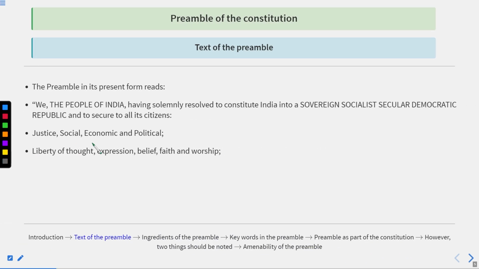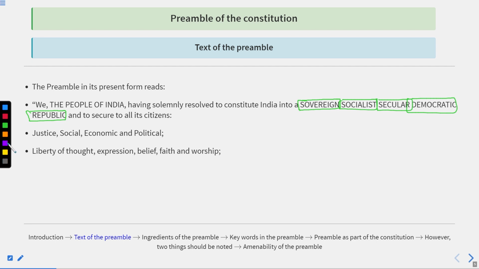Thereafter, now we have to talk about the text of the preamble. The preamble in its present form reads, "We, the people of India, having solemnly resolved to constitute India into a sovereign, socialist, secular, democratic republic, and to secure to all its citizens." All right. So please keep this text in your mind. All right. Sovereign, socialist, secular, democratic republic.